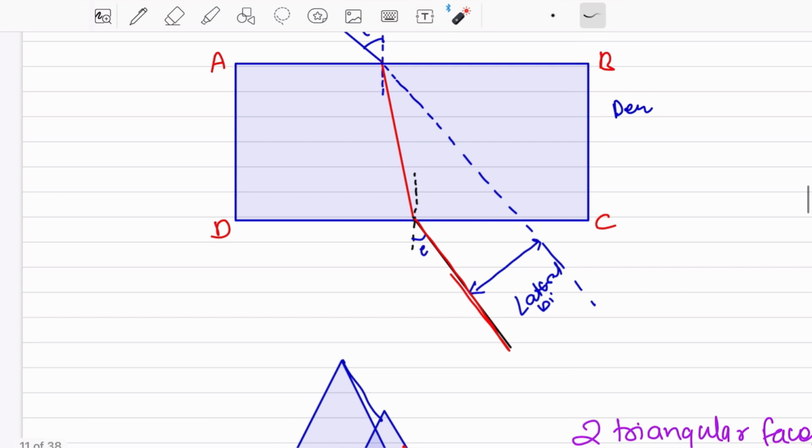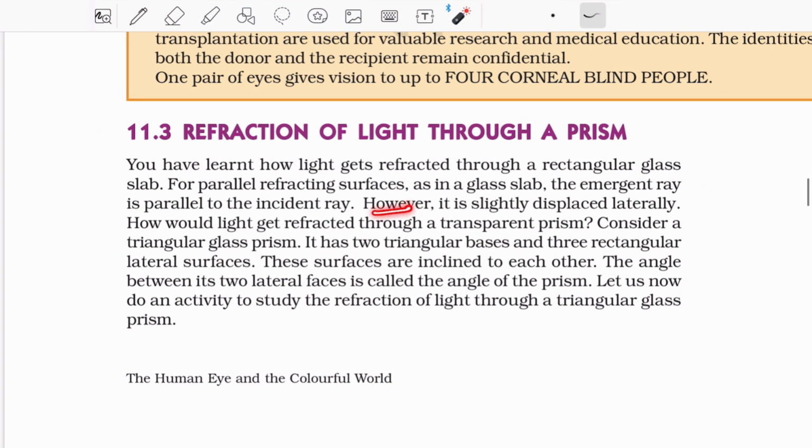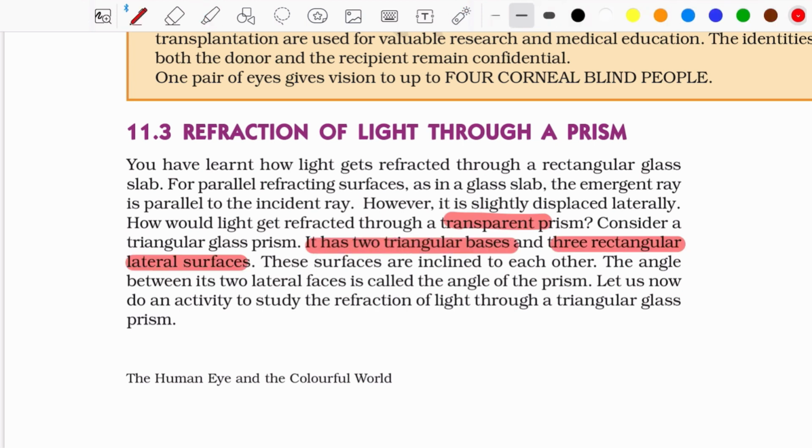Why? Because we had two parallel surfaces from which the refraction was occurring, but now there is a different story in case of a prism. However, it is a slightly displaced lateral. How about light refracted through a transparent prism? Consider a triangular glass prism. It has two triangular bases and three rectangular surfaces. These rectangular surfaces are inclined to each other. The angle between its two lateral faces is called the angle of prism. This angle will be known as the angle of prism.